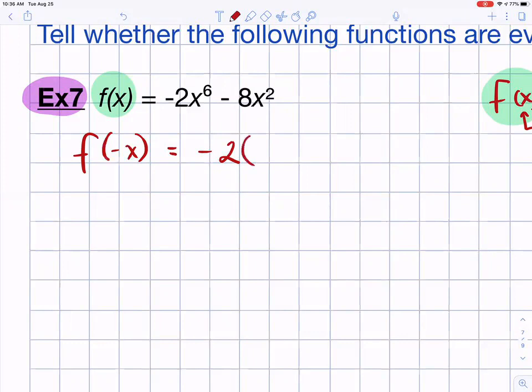What am I taking the x out and replacing it with? Negative x. And what am I raising this to? 6th power. Minus an 8, just copied, times, take the x out, replace it with negative x, raise that to the 2nd power. This goes back to the discussion we had last week.